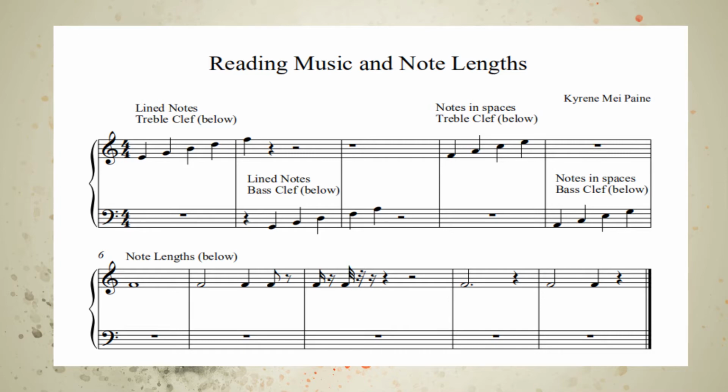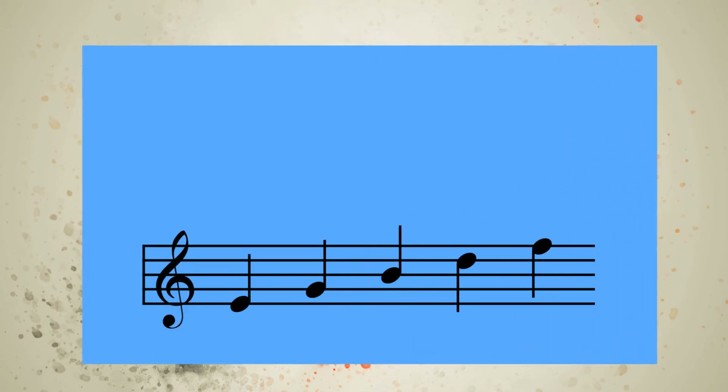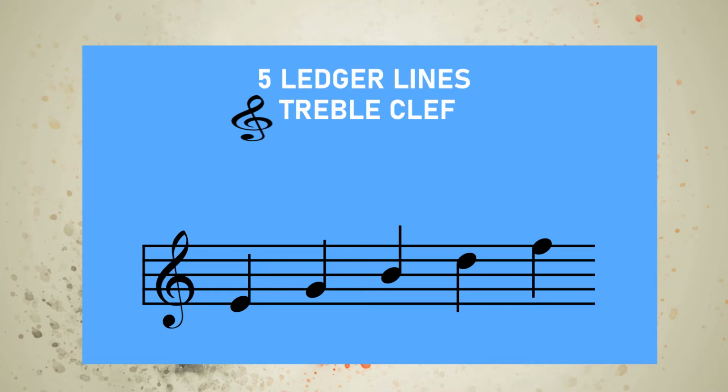In music, there are 5 lines which are called ledger lines. The note on the bottom line is called E. On the second line from the bottom, the note is G. On the third line from the bottom, or the middle line, the note is B. And for the fourth line from the bottom, the note is D. And then finally, the fifth line from the bottom, the note is called F.